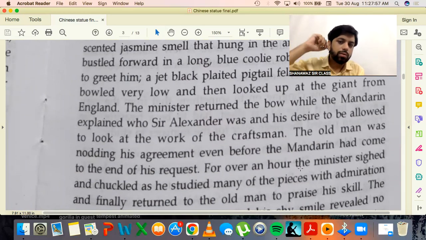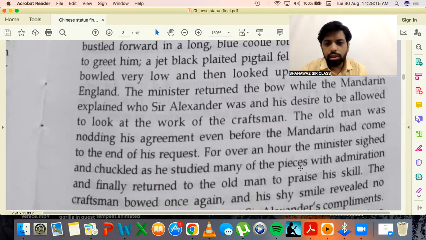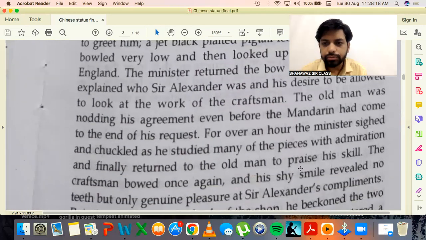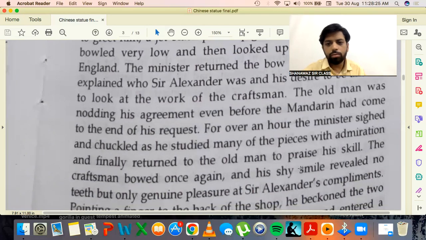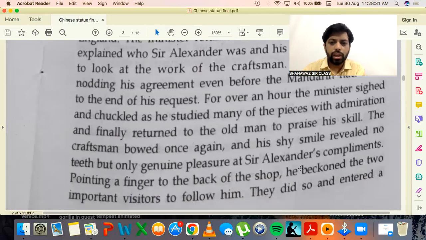The translator told that Chinese statue maker that this man, who is an ambassador, wants to see all your things. So even before the Chinese man could understand whatever was said, he said yes yes, let him see. So Alexander Heathcote, the man who is appointed as an ambassador of England to China, was watching everything, and he was praising the old man, and finally returned to the old man with his praise. The craftsman bowed once again, and his smile revealed no teeth but only genuine pleasure.